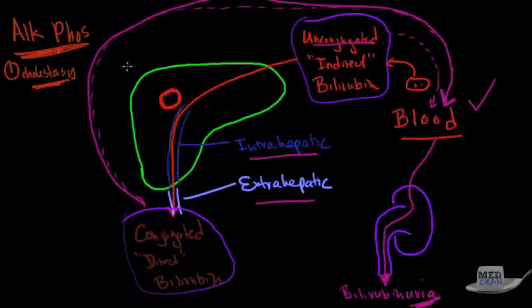It's what we call an inducible enzyme, which means it takes a little while for it to happen. It's not going to happen right away, but it will happen. The second thing that can cause an increase in alkaline phosphatase is pregnancy. The third thing that can cause an increase in alkaline phosphatase is bone disease, specifically bone growth.